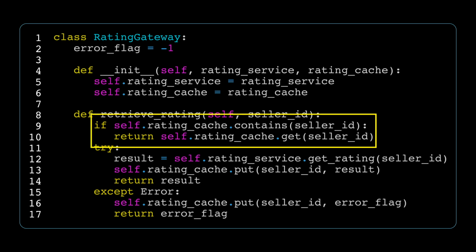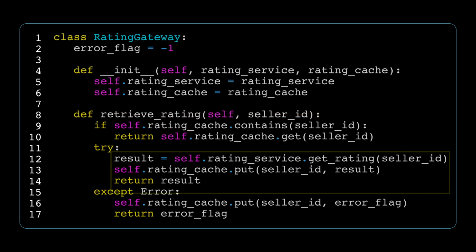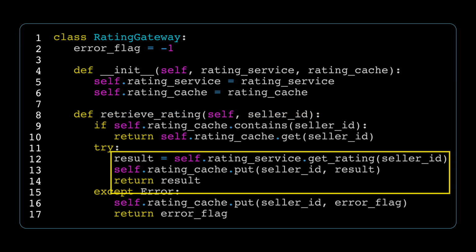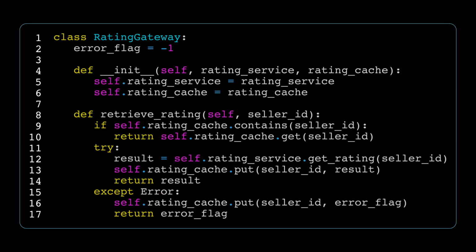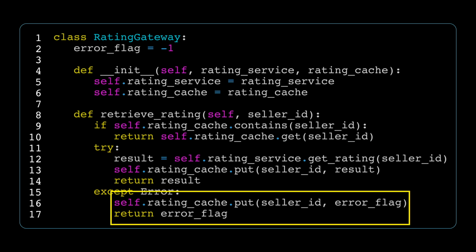When retrieving the rating for a seller, we'll first see if the cache already has it. If so, we can just return that. Otherwise, we'll go and compute the value and put that value in the cache. If there are any errors when computing the value, we'll store a special error flag in the cache for that seller instead of the real value. This special error flag is what makes the cache a negative cache.